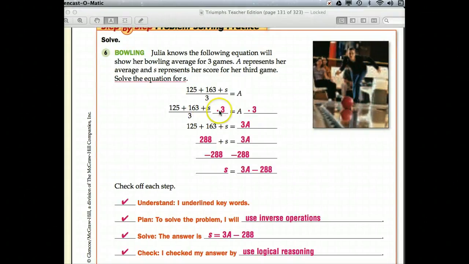So we could begin by multiplying both sides by 3. We want to get rid of our fractions first of all, and then we're going to go ahead and simplify those. Both of them together are 288, so then we subtract 288 from both sides. So S is equal to 3A minus 288. We use the inverse operations. Here is our answer, and we can check by using logical reasoning.